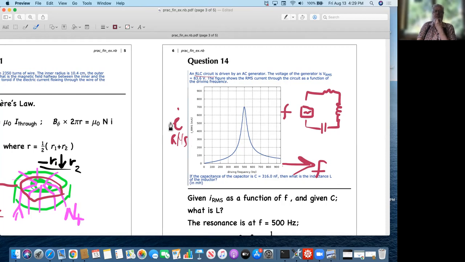What's plotted here is the root mean square value of the current. So it's the average of I squared. I alternates between some maximum value I max and minus I max. I squared alternates between 0 and I max squared. The root mean square will be 1 over the square root of 2 times the maximum current. All right, well, we have this resonance. This is a famous property of RLC circuits.